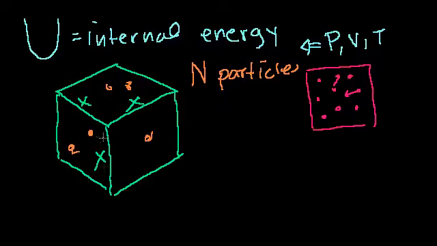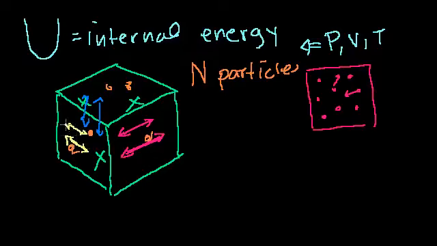Now, for the sake of simplicity of our mathematics, and just to be able to do it in a reasonable amount of time, I'm going to make an assumption that 1/3 of the particles are going parallel to each of the axes. So 1/3 of the particles are going left to right. 1/3 of the particles are going up and down. And then 1/3 of the particles are going forward and back.